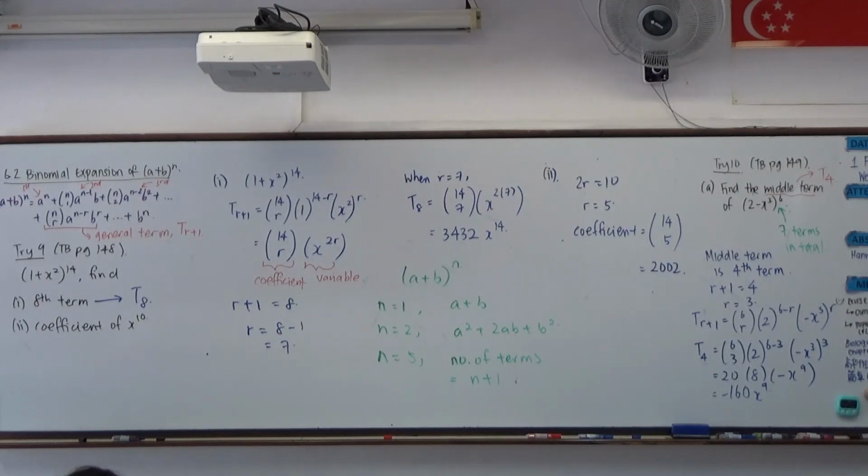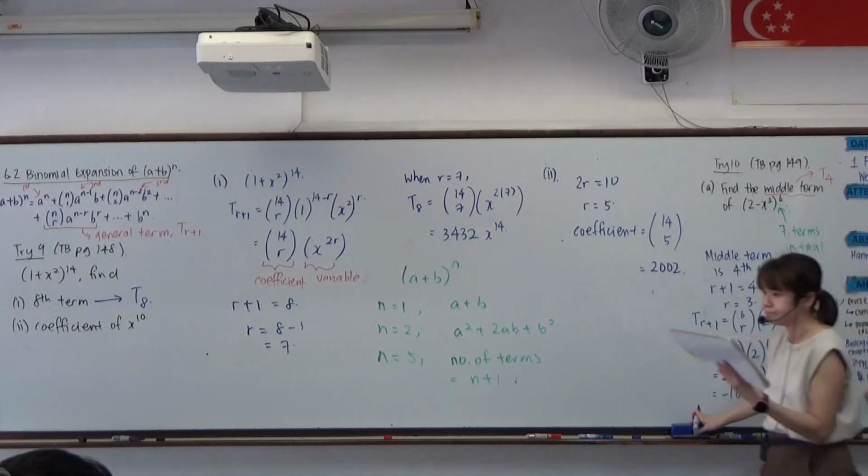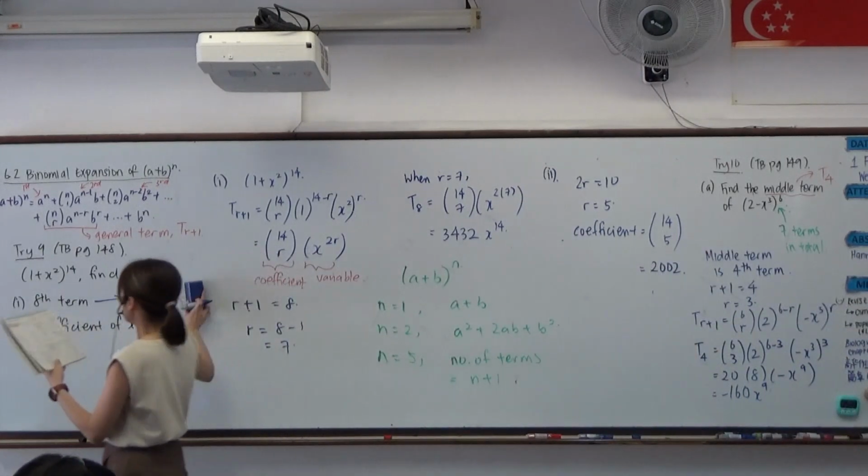Negative 160x to the power of 9. So this is again where I want to emphasize the importance of this negative sign when the expansion has a minus sign over here. If you lose that minus sign, then you will not get the correct term because it's supposed to be negative 160x to the power of 9. Okay, let's move on to look at part B.